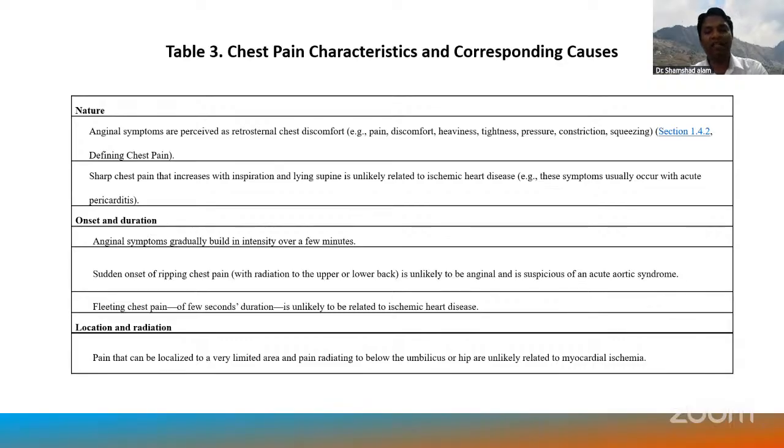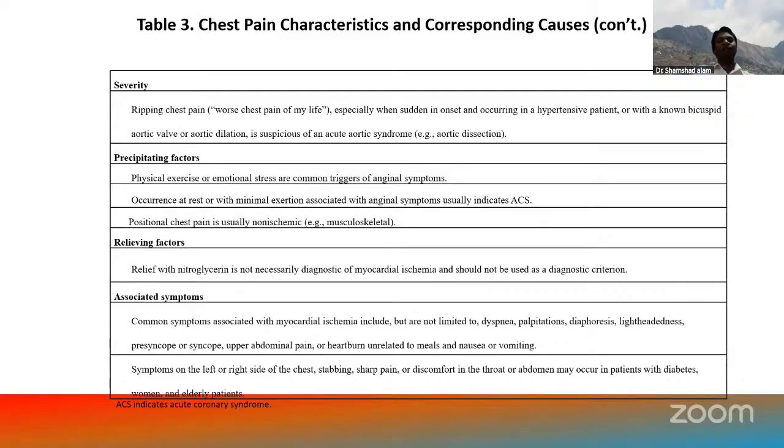Now, location and radiation: we all know if it is central or left-sided, and if it is radiating to the left arm, umbilicus or jaw, it is usually due to myocardial ischemia. Now, how severe is the pain? Basically, the pain of coronary disease, if it is stable, is not that severe. If it is due to acute coronary syndrome, it is of intermediate grade. But if it is due to aortic dissection, it is severe. People often say it is the worst chest pain of my life.